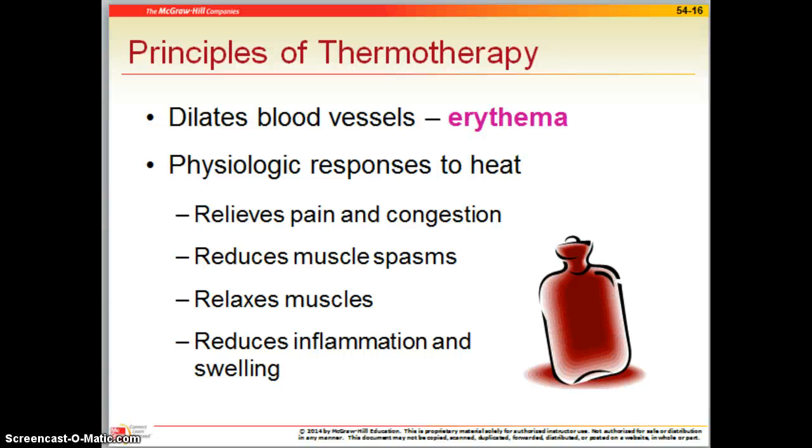Heat, on the other hand, does some of the opposite. With cold, we constricted the blood vessels. With heat, we actually dilate, or open up, the blood vessels, and this creates erythema, which is a reddening of the skin. Just be careful that your patient doesn't get burned. However, it does help to relieve pain and congestion in the head. It helps to relieve muscle spasms and relax muscles. And if it's been past about 72 hours, it helps to reduce inflammation and swelling.